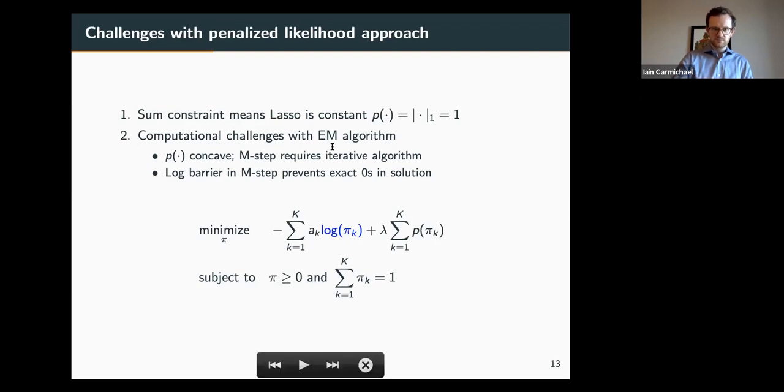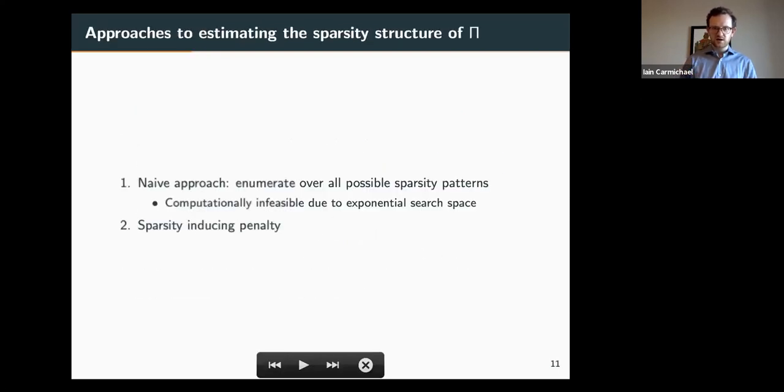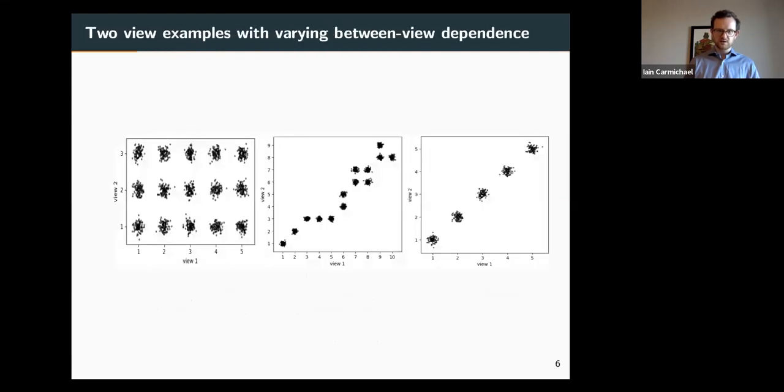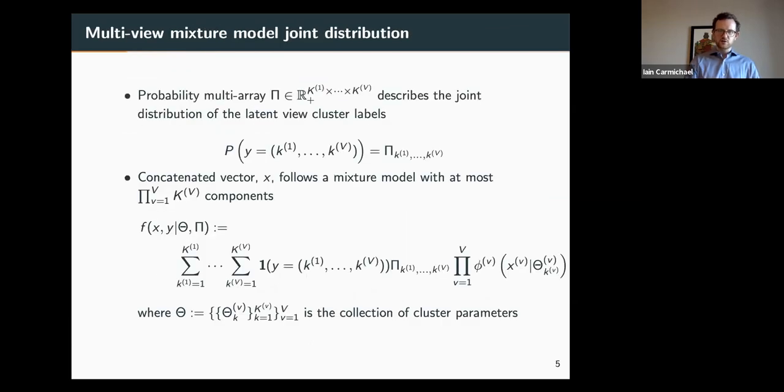Going back to the model, pi is the cluster weights parameter. So pi says what's the probability that an observation is in cluster 1 in V1 and cluster 2 in V2, etc. And so pi being sparse means that, say, pi 1,1 is 0. That means you can't have an observation that's in cluster 1 in V1 and cluster 1 in V2.